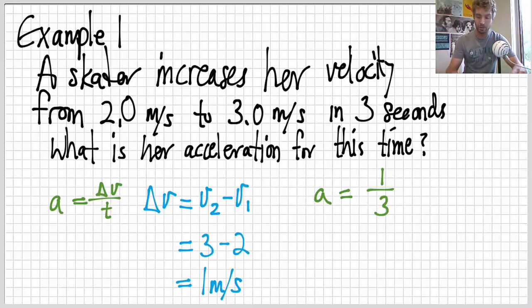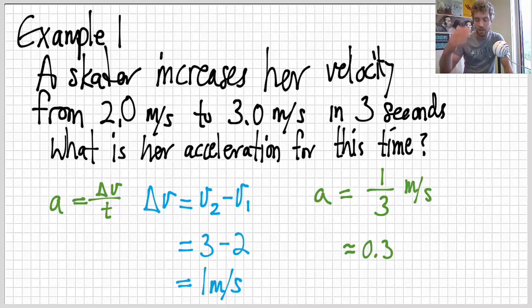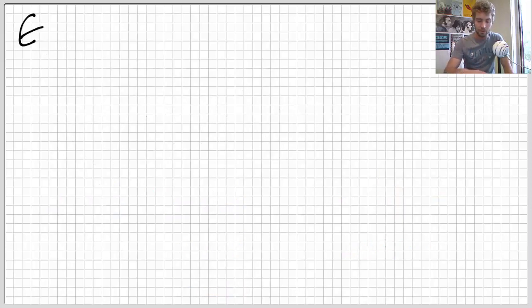And that's the answer. So you can write it out as 0.3. We can round to 0.3. But that's the answer. We do need our units. And it was meters per second divided by seconds. So meters per second over seconds, which we write as meters per second squared. All right? One problem done.